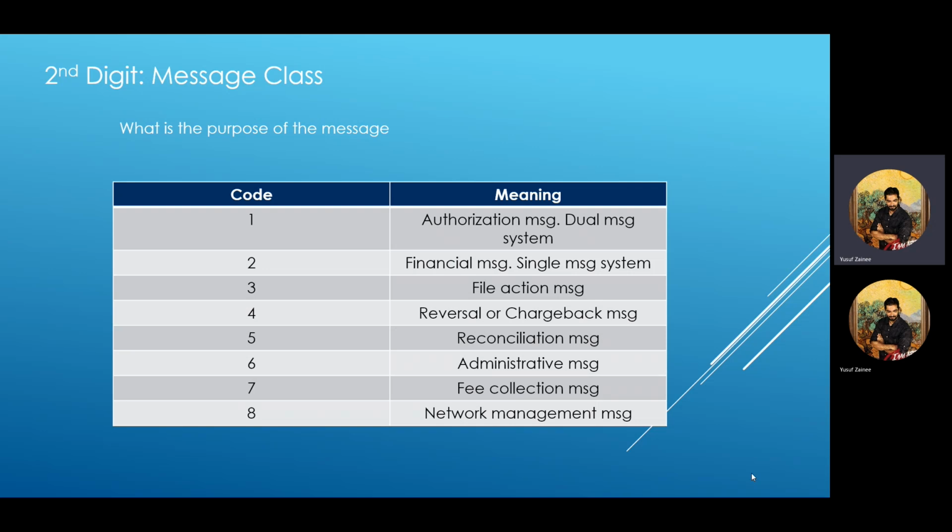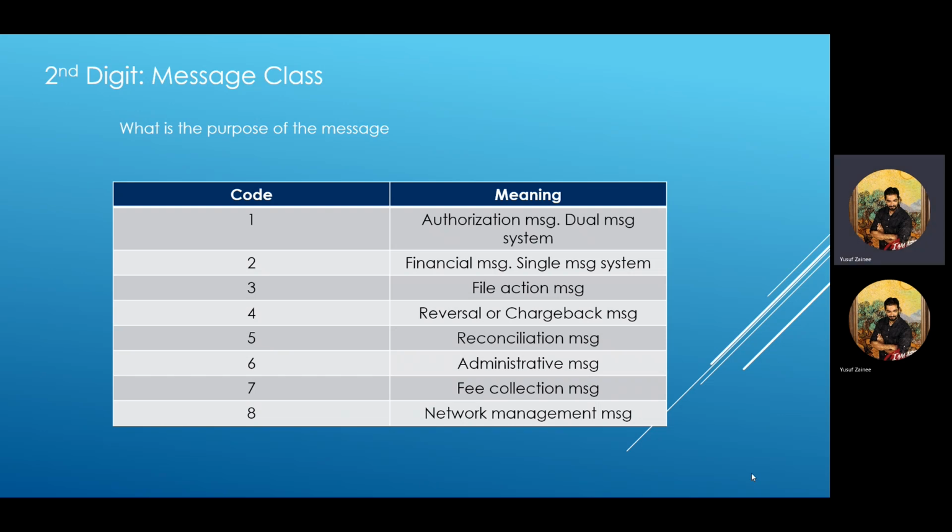So once the day is over and there's a cutover which happens, and you want to settle all the transactions, the code that we use for the message is 5 here. The 6th one is for administrative messages. So if there are any sort of failures in the system, then those are notified via code 6. 7 is for fee collection, and the last one, 8, is for the network management messages.